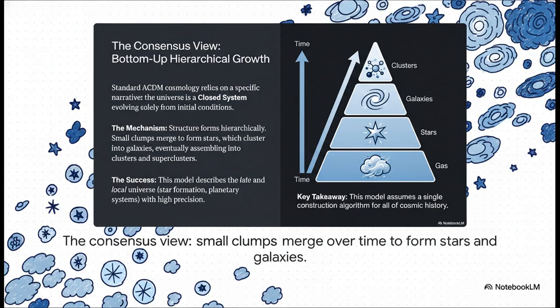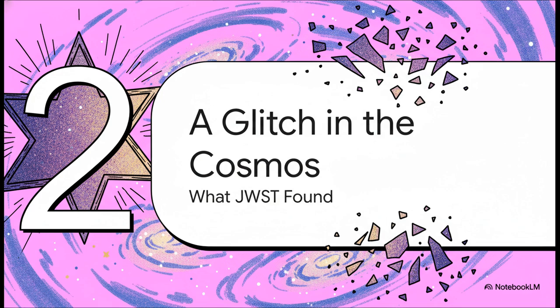Tiny little clumps of gas merge to form stars, and then those stars cluster into galaxies, which eventually group up into the massive clusters we see today. You can think of it like building with cosmic Legos, small pieces first, building up to bigger things. And this model is brilliant, absolutely brilliant, at describing the later, more local universe that we see around us. But that simple, elegant story has started to show some pretty serious cracks.